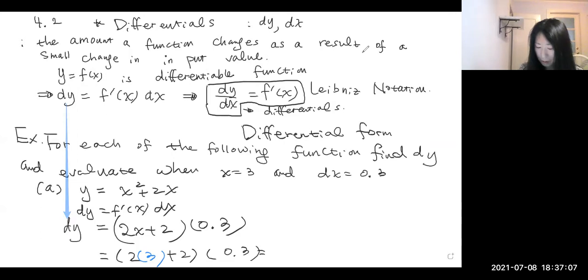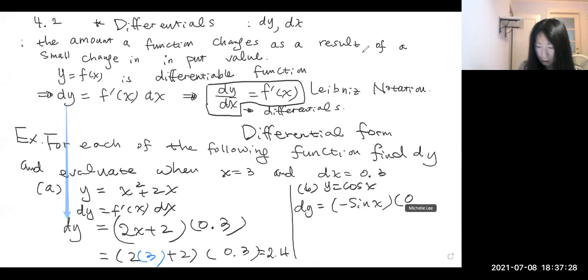So let us do this one. Second one, y equals cosine x. So y prime, what do you get? Negative sine x. And we're going to times dx, which is when x equals 3. Can you please calculate? And 0.3.